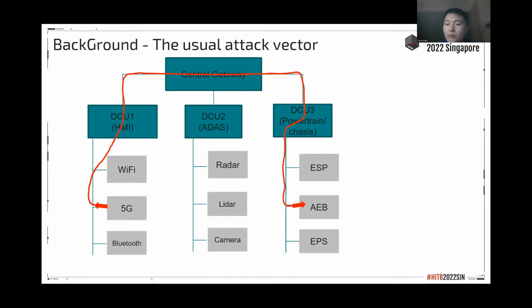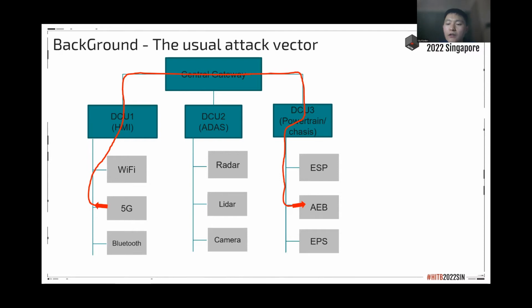Therefore, there is a possible attack link like this. Attack the HMI first, and then interact with the powertrain domain, exploit the vulnerability of powertrain DCU and then send arbitrary CAN commands to control ESP, AEB, and so on.